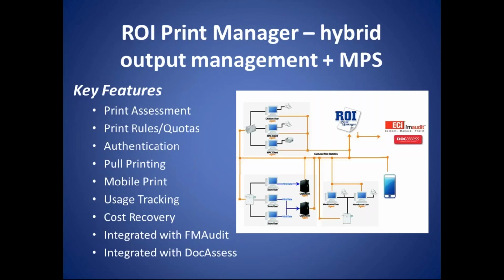So with that information, now we can start to position other solutions in there, which is where ROI comes in, because not only is it an assessment tool, you can do print rules and quotas for users, but it also does authentication, which is an embedded app at the device. We'll take a look at that. It does pull printing, mobile print, tracks all that usage inside the customer's firewall so they can get their reports. It also does their cost recovery if they want to do billing. And again, it's fully integrated to FMAudit and integrated to DocAssess.